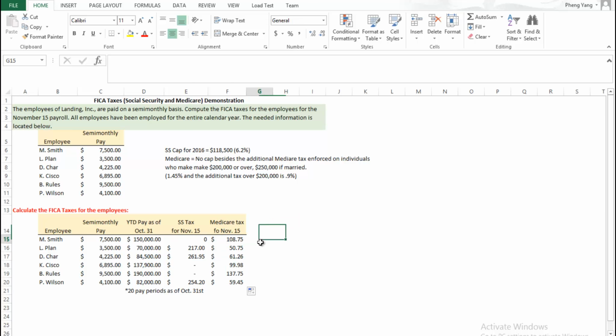So basically what I did was I took 7,500 times 1.45%, or in decimal form, 0.0145. That's basically what I did. Okay. So that's how you calculate Social Security tax for these individuals and how you calculate Medicare tax for these employees.